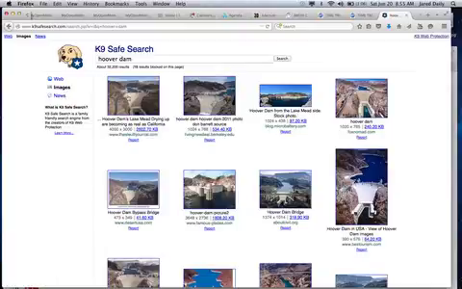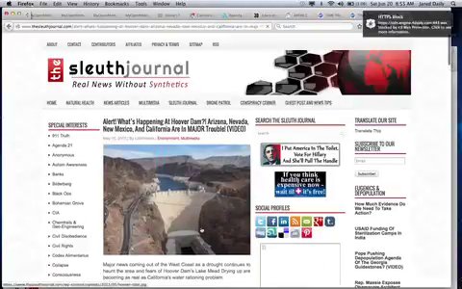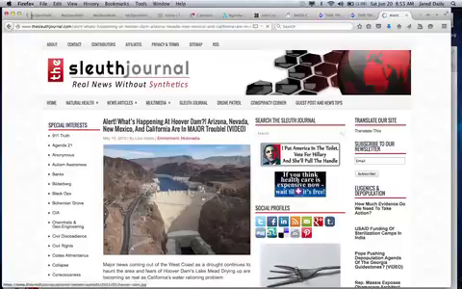But this is Hoover Dam. It holds back Lake Mead, which is a big source of water for Arizona and Southern California. It says Arizona, Nevada, New Mexico, and California. Anyway, it holds back this big lake, and you can see that the lake is receding.